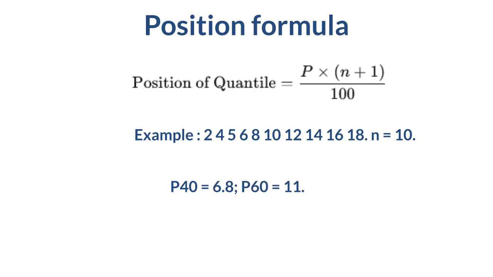P40, 40th percentile, equals 6.8. P60, 60th percentile, equals 11.2. P80, 80th percentile, equals 15.6. The deciles. We'll calculate a couple of deciles to see how they work.